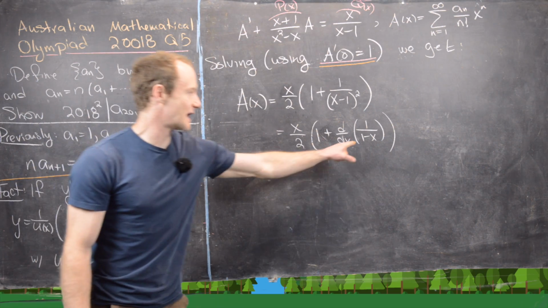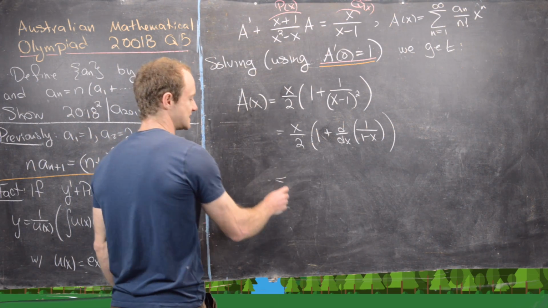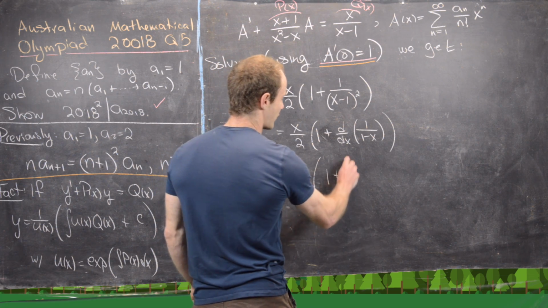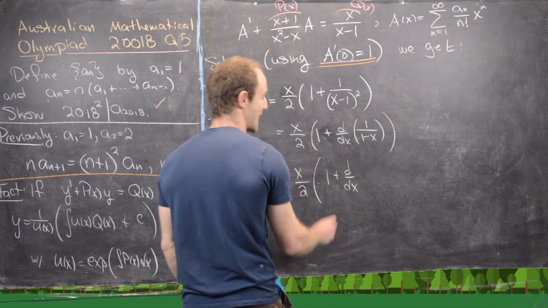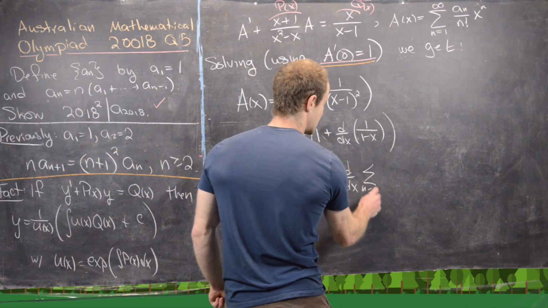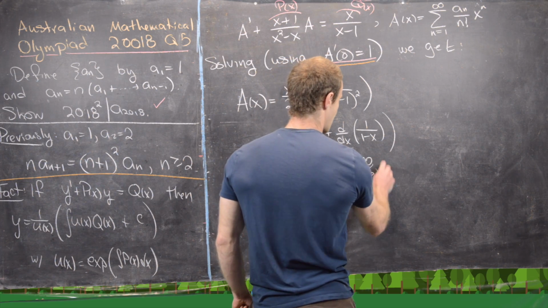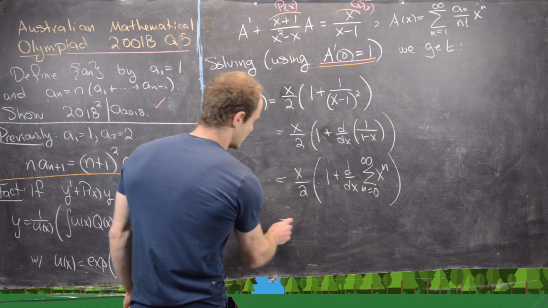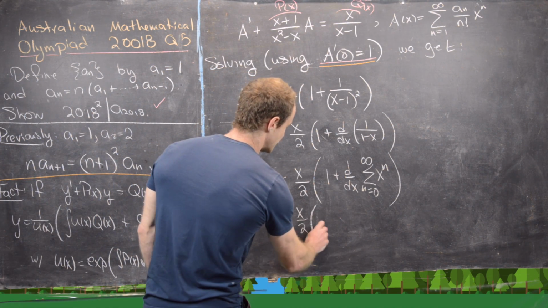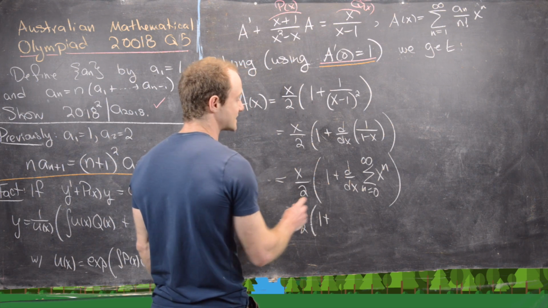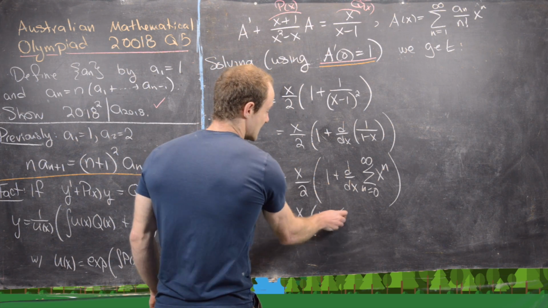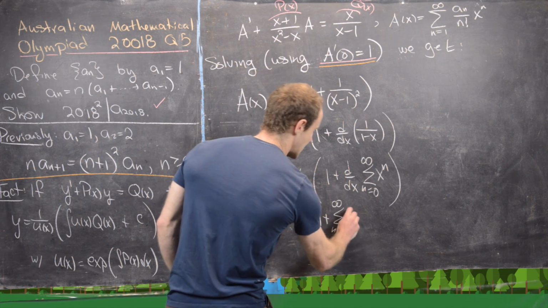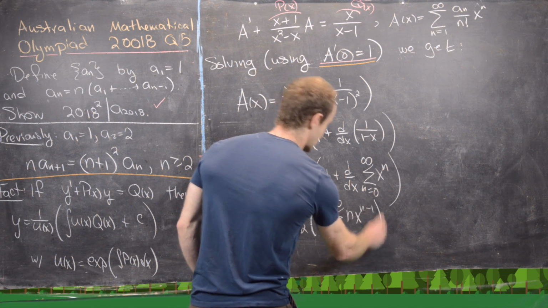Okay, now let's go ahead and expand this as a geometric series. So that's going to give us x over 2, and now we're going to have 1 plus the derivative with respect to x of the sum n equals 0 to infinity of x to the n. But notice that's equal to x over 2, and then we're going to have 1 plus, and so now this is going to be the sum n equals 1 to infinity of n times x to the n minus 1.